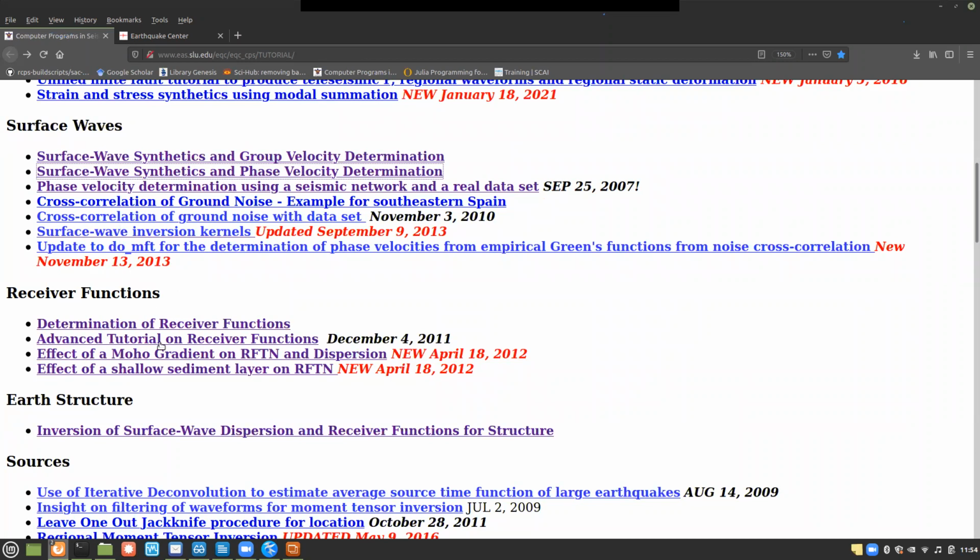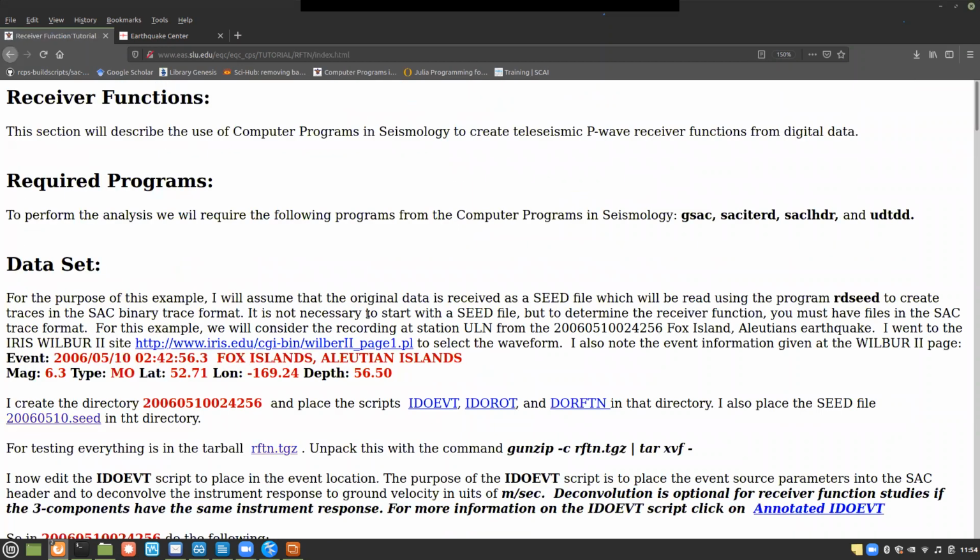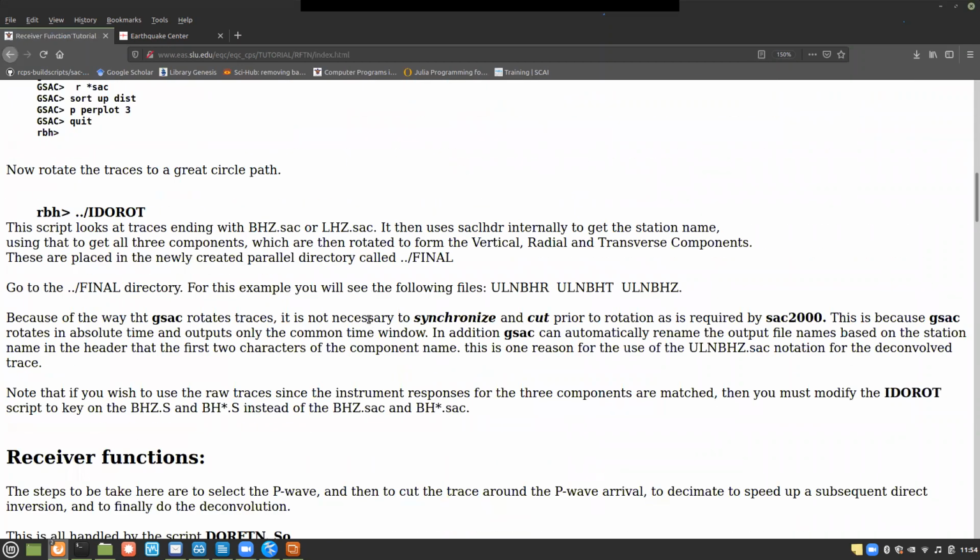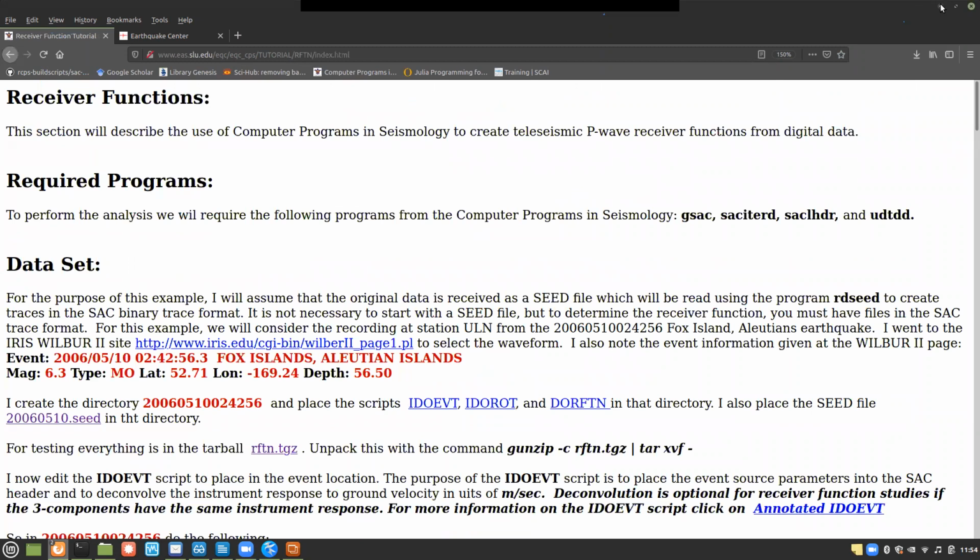You can do the other one. And this is receiver functions. But I guess, do you have an idea what receiver functions are?